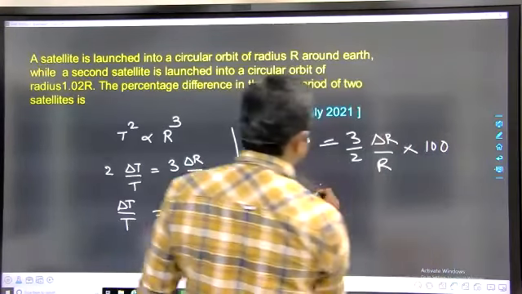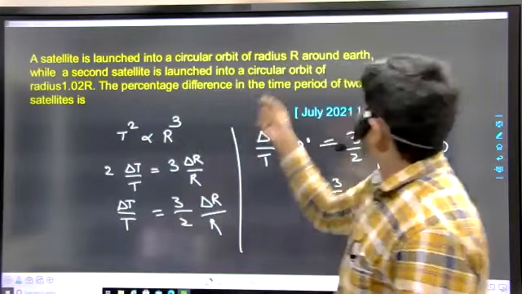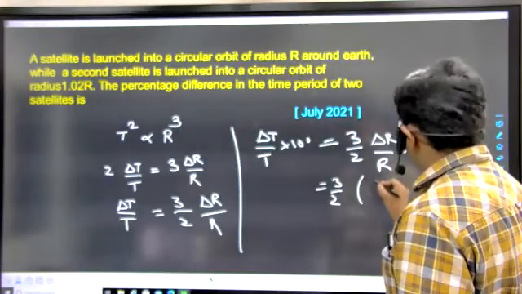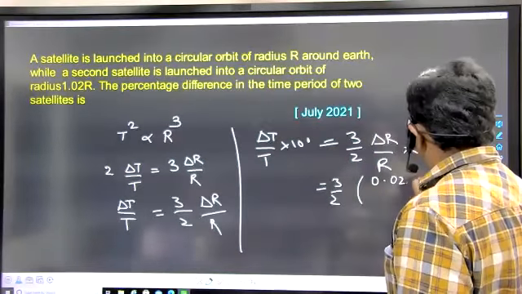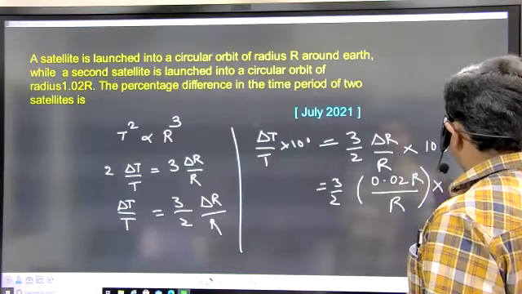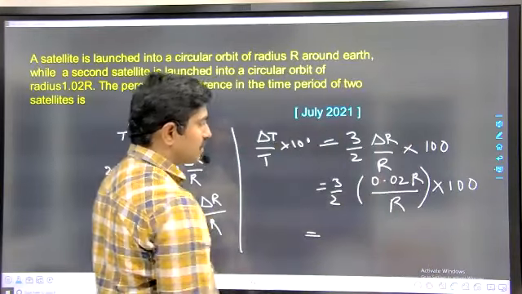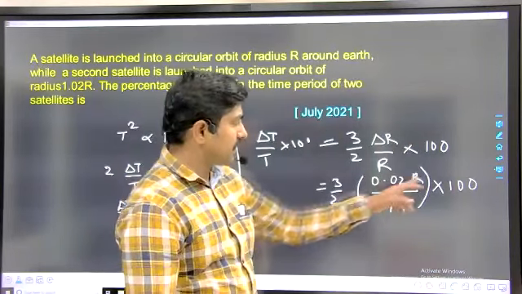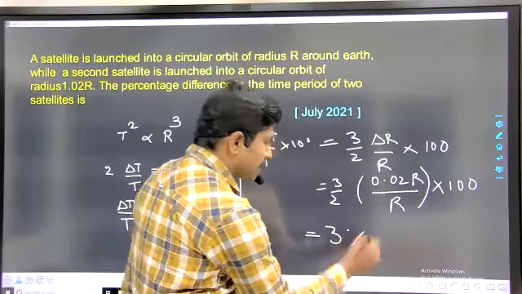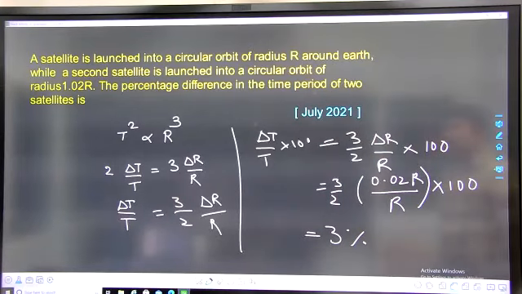See here, what is the change in r value? One is 1.02 r given, one is r given. What is the difference? The difference is simply 0.02 r by r into 100. Then r and r will get cancelled. 0.02 into 100 will be 2. 2 will get cancelled, and the answer is simply 3%. Here the percentage change in time period will be 3%.